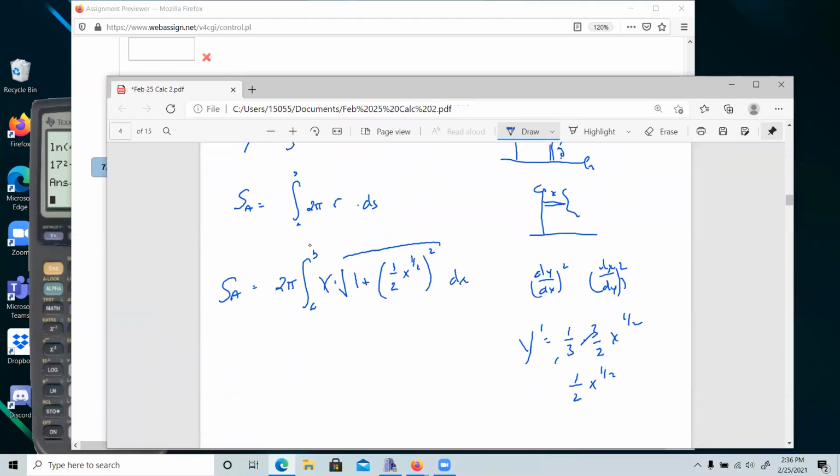Okay. So here's my surface area. That is equal to 2 pi, 0 to 21. Okay, we have x. Now we have to sort this out. All right, so this is 1 plus, it looks like x to the 1/2 squared. That's just going to be x, right? And a half squared is going to be 1/4.